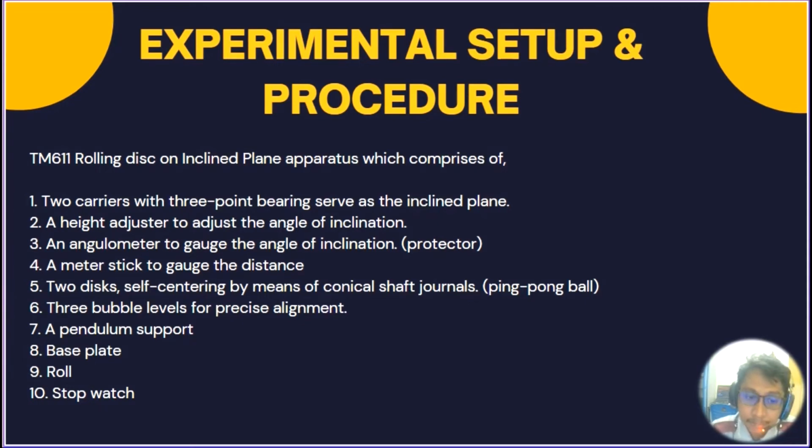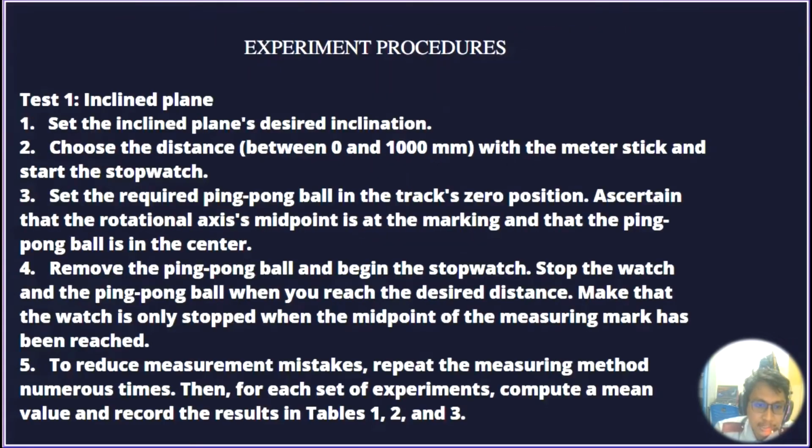Fifth, self-centering by means of conical shaft joiners, for which we use the ping pong ball. Sixth, a bubble level for precise alignment. We don't have that at home. Seventh, a pendulum support. Eighth, base plate. Ninth, roll. And tenth, stopwatch. Now we go to experiment number 1, which is the experiment on the inclined plane.